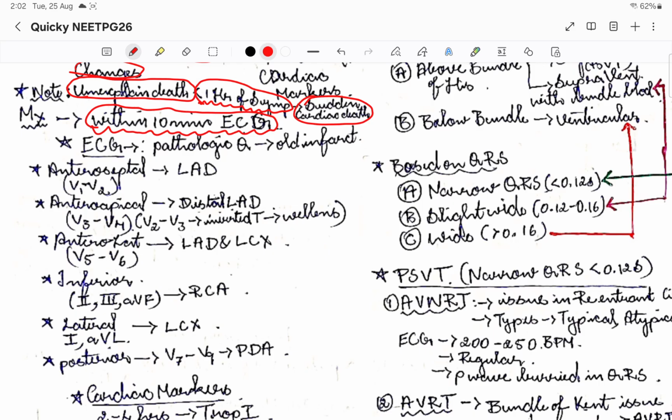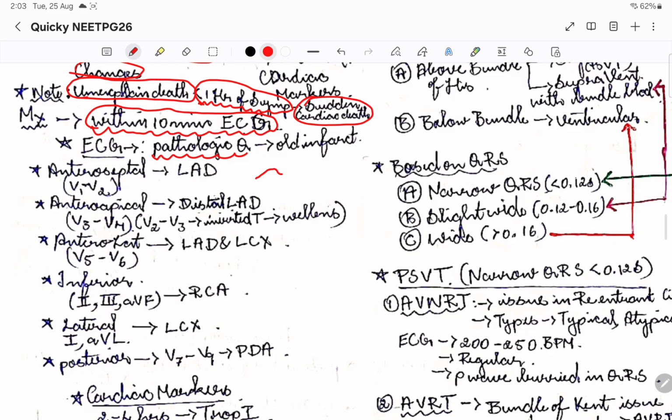One of the important points is the pathological Q wave. You know that P wave is there, then Q wave, then Q, R, S and T. Suppose there is a P wave and then a dagger-like Q wave, a pathological Q wave. That is when we can think that an old infarct caused the ischemia or infarction. So if there is a pathological Q wave, we'll think that the patient might have an old infarct.